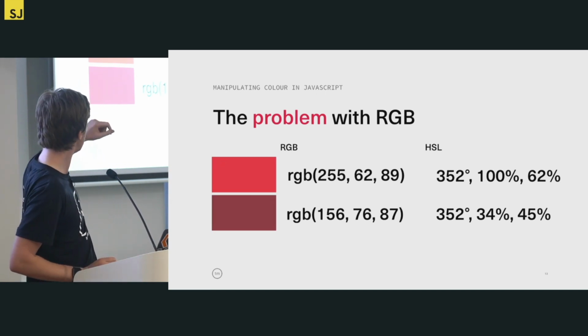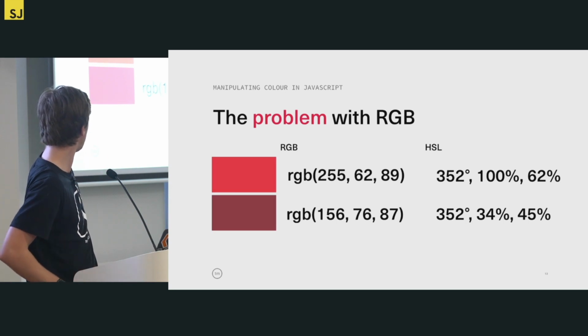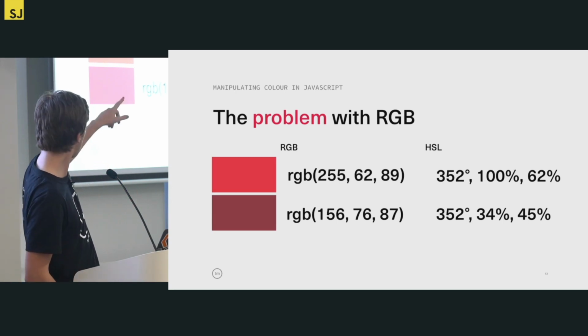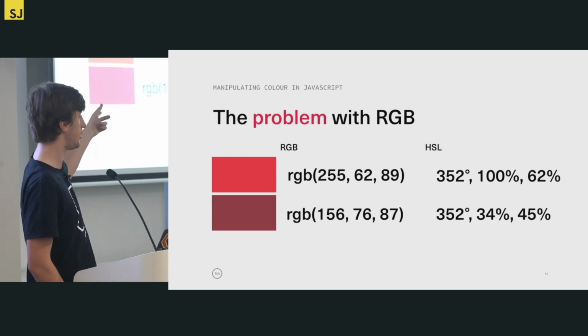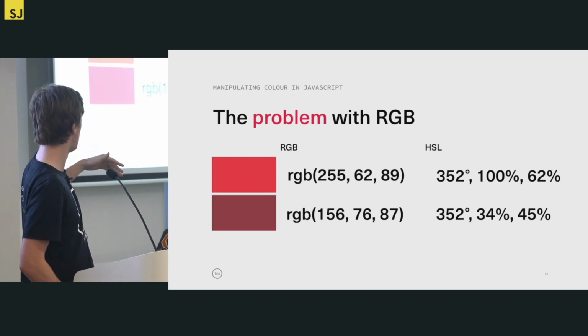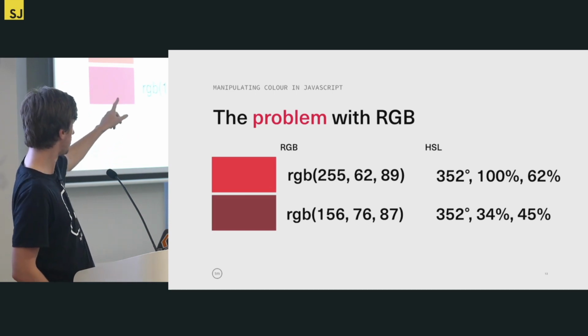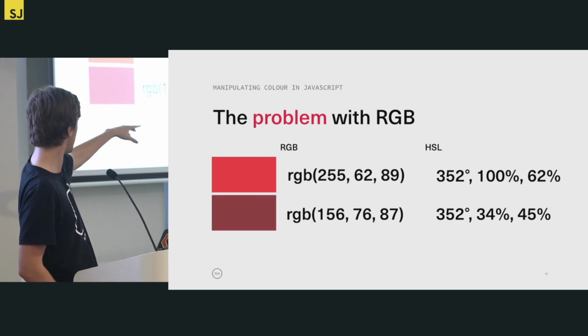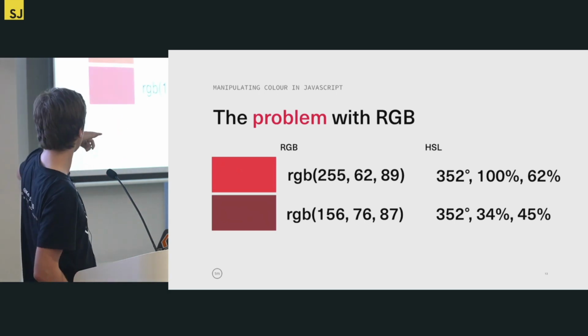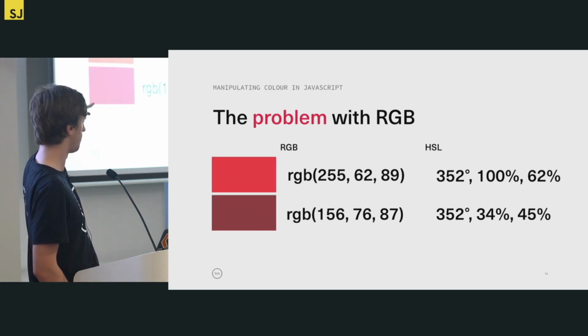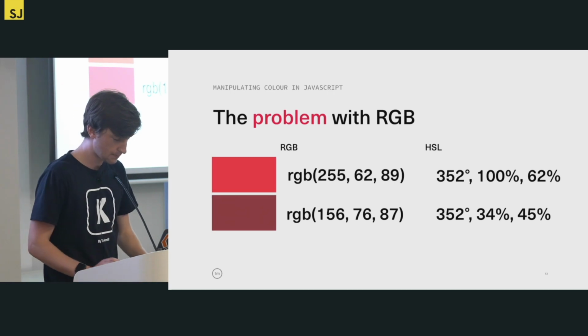So we've got two colors here that are pretty similar. One is slightly darker than the other. In the RGB column, you see that the numbers are very different. You can't really tell by looking at that how different they are, what's different about them, etc. Whereas with the HSL column, you can tell that they're both the same hue, 352 degrees, and one of them is slightly less saturated and darker than the other as well. So it's relatively easy to figure out what the differences of the colors are.